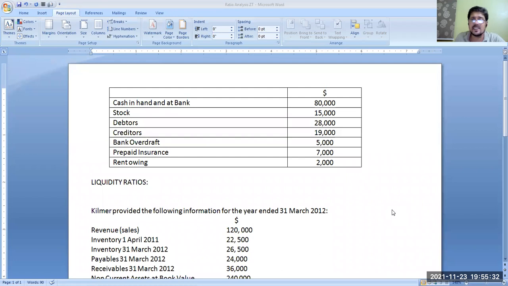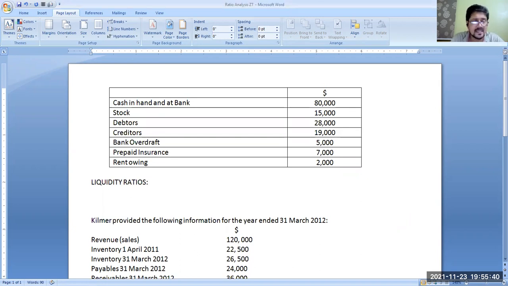Okay, here is your question. Now first we have to calculate liquidity ratios. In your O levels, A levels, there are only two types of liquidity ratios. Number one is current ratio.